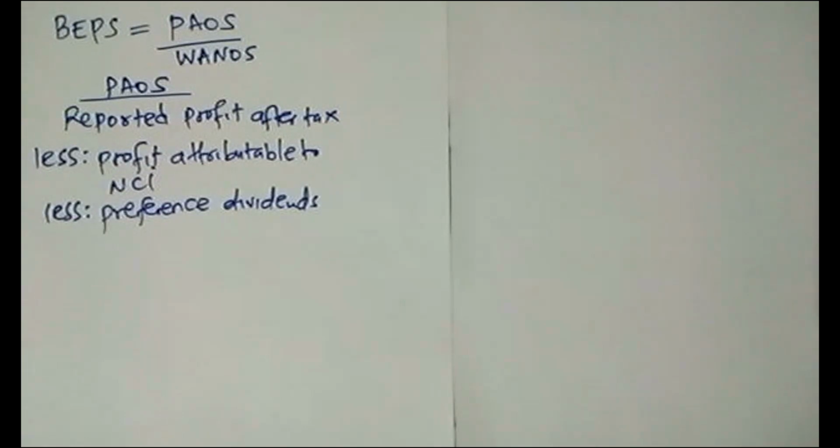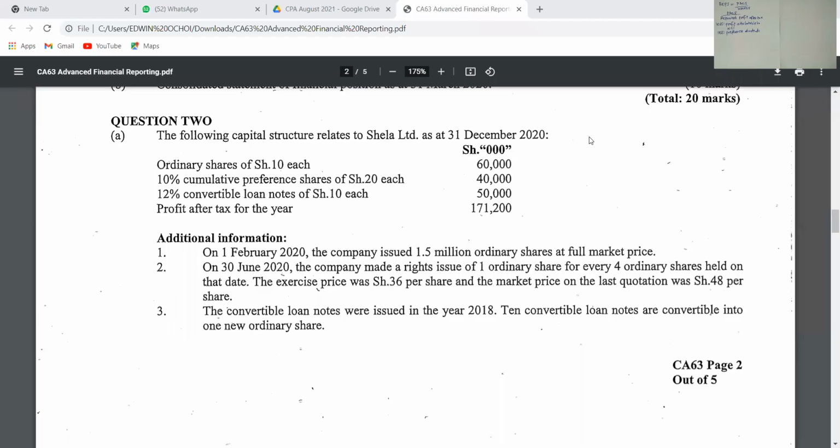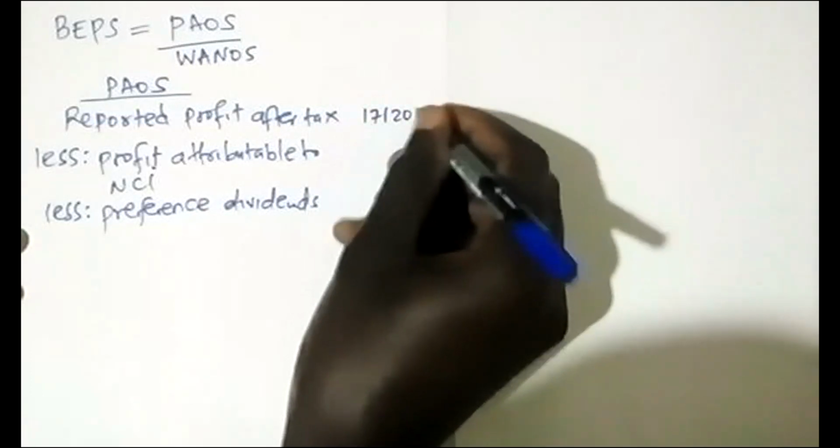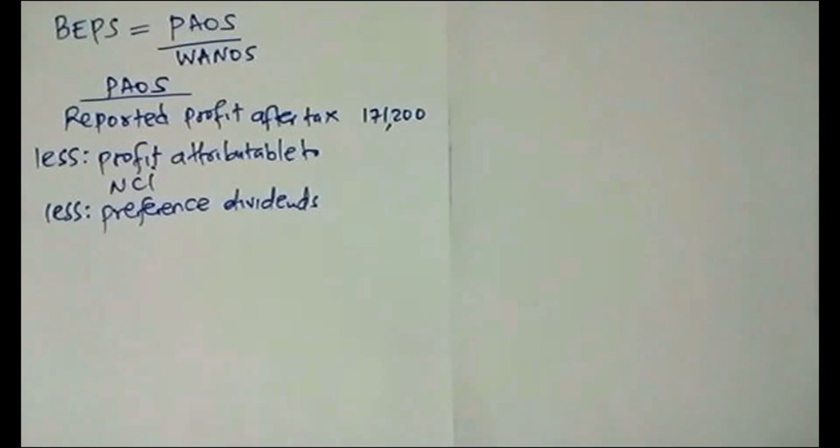So let us check the relevant figures to apply in the relevant formula. The first thing is the profit after tax for the year. You can see we are given the profit after tax there, which is 171,200. So that is the profit after tax.